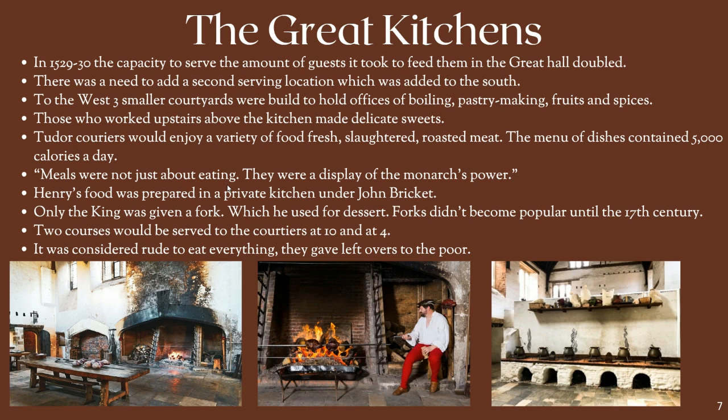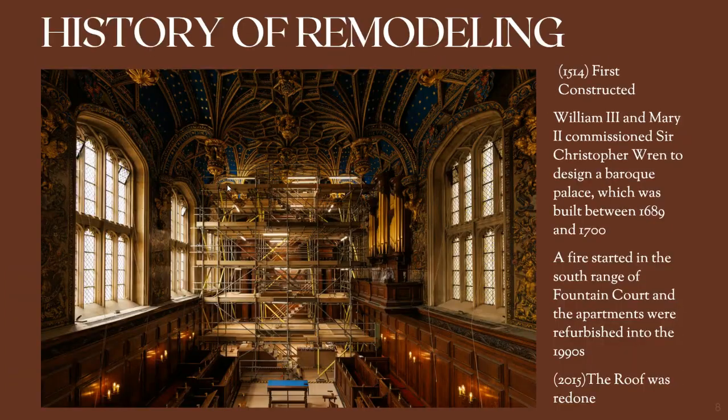Henry's food was prepared in private kitchens under John Bricket, and only the king was given a fork, which he would use then for dessert. Forks weren't very popular until the 17th century. Two courses would be served to the courtiers at 10 and at 4, and it would be considered rude to eat everything, so they gave the leftovers to the poor.